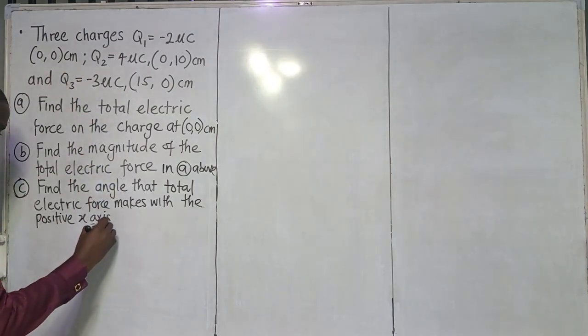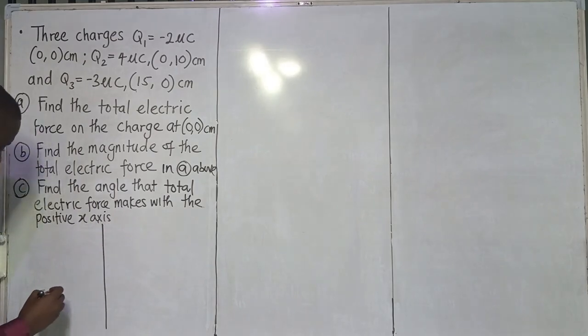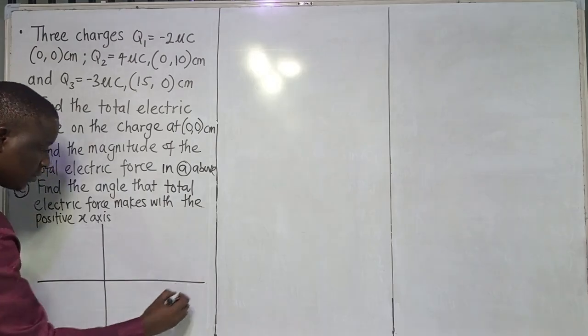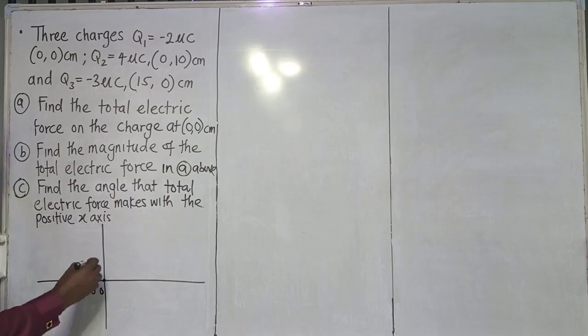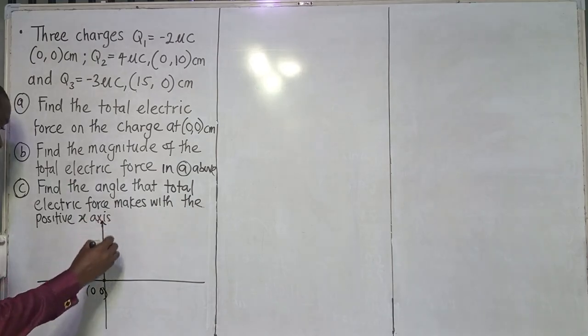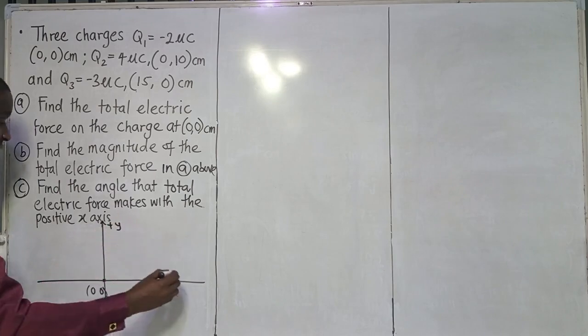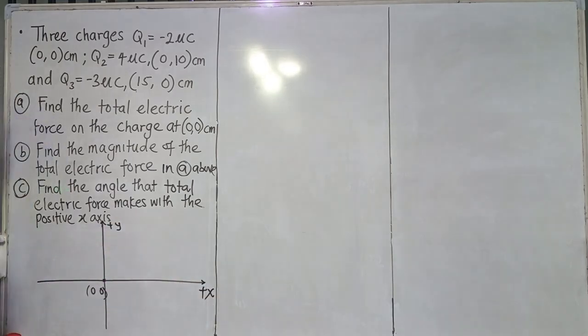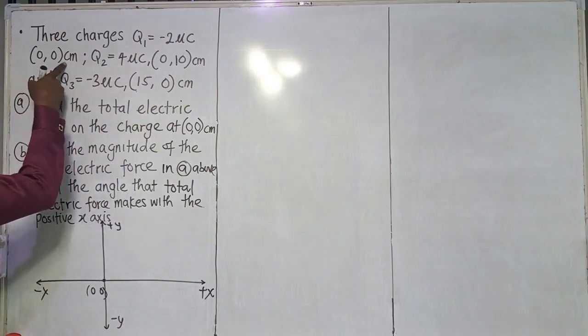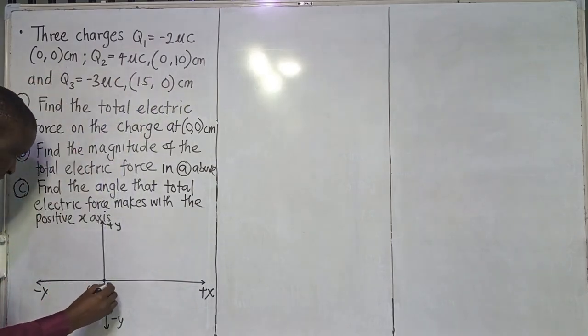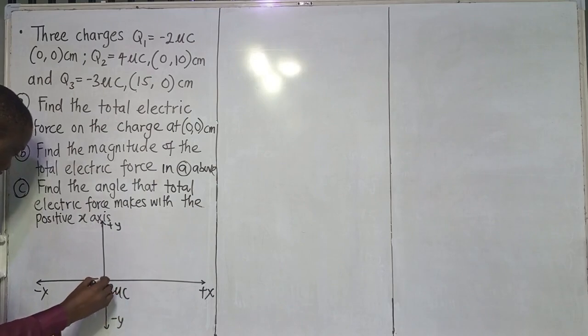Let's draw this. This is the origin, 0,0. This is the positive y-axis and this is the positive x-axis. This is the negative x-axis and this the negative y-axis. Now we have minus 2 microcoulombs placed at 0,0 centimeter. That is minus 2 microcoulombs here.